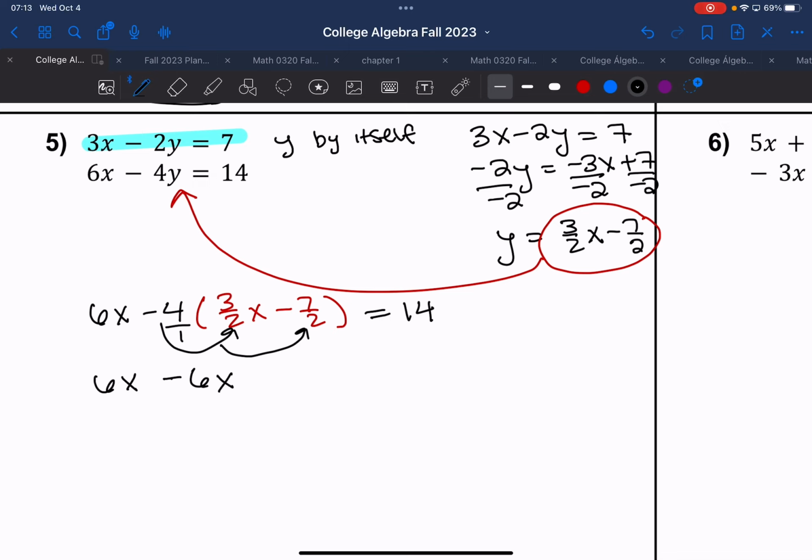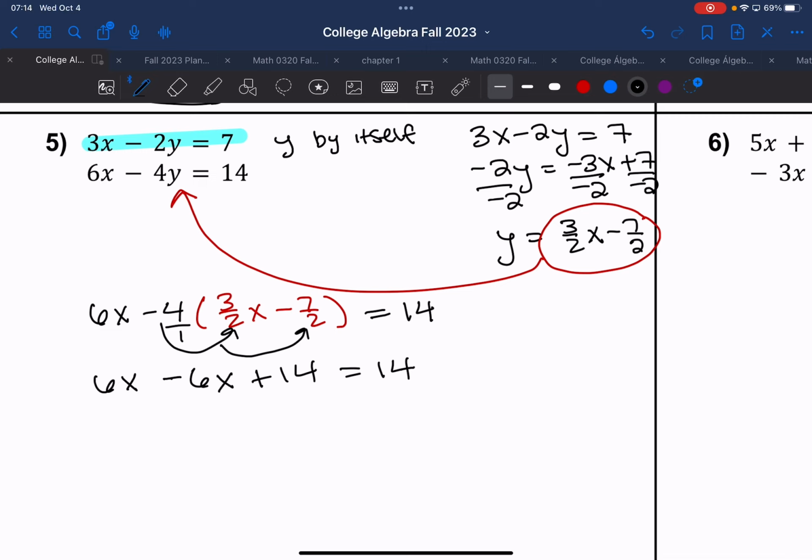Okay, what about negative 4 over 1 times negative 7 over 2? Just focusing on the fraction first, we would get a negative times a negative, so that's a positive, right? 4 times 7 is 28, and then 1 times 2 is 2. So what's 28 divided by 2? 14. So plus 14 is equal to 14.